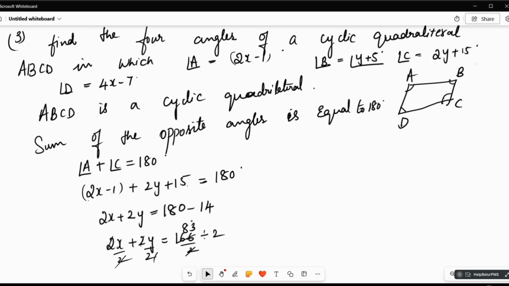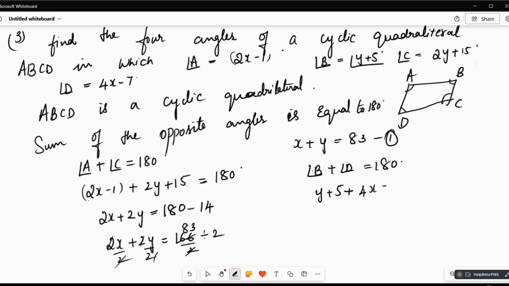Okay. So, first equation is x plus y is equal to 83. Similarly, B and D are the other opposite angles, so their sum is also equal to 180 degrees. Angle B is y plus 5. Angle D is 4x minus 7. So, that is also equal to 180 degrees.